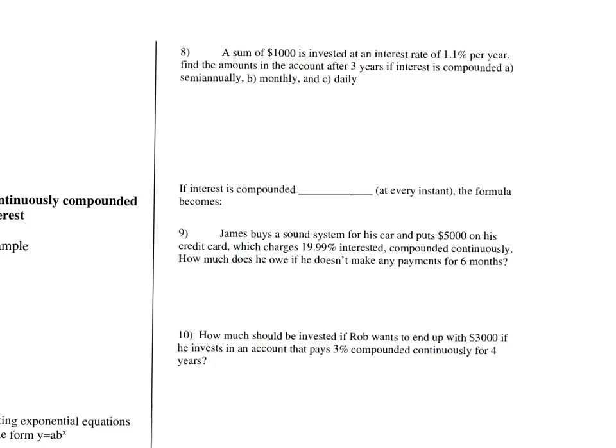All right, next up here, they're saying a sum of $1,000 is invested. And so that's our P here. They are telling us P. And then we know our interest rate is 0.011, so we've got to move that decimal place twice. So don't do 0.11, that would be 11%. And they're telling us that T is 3.